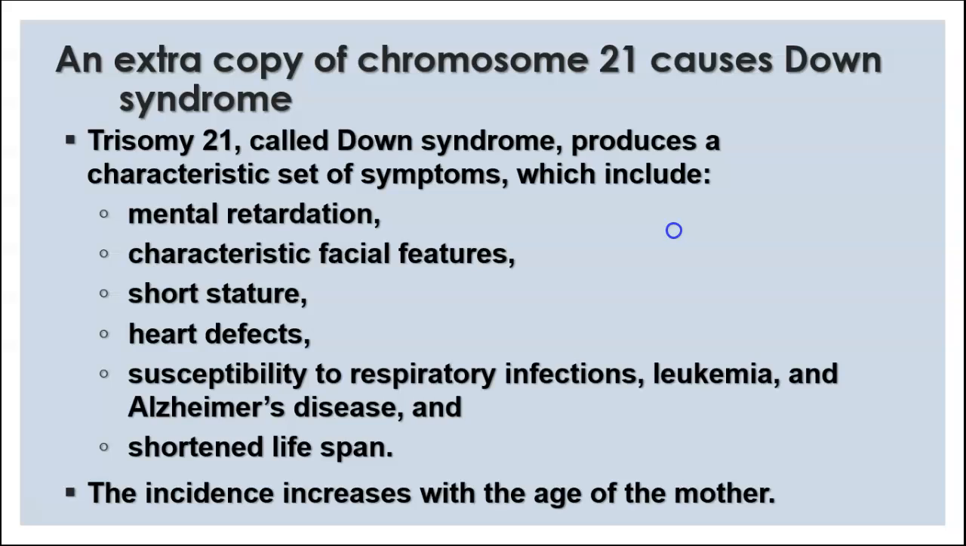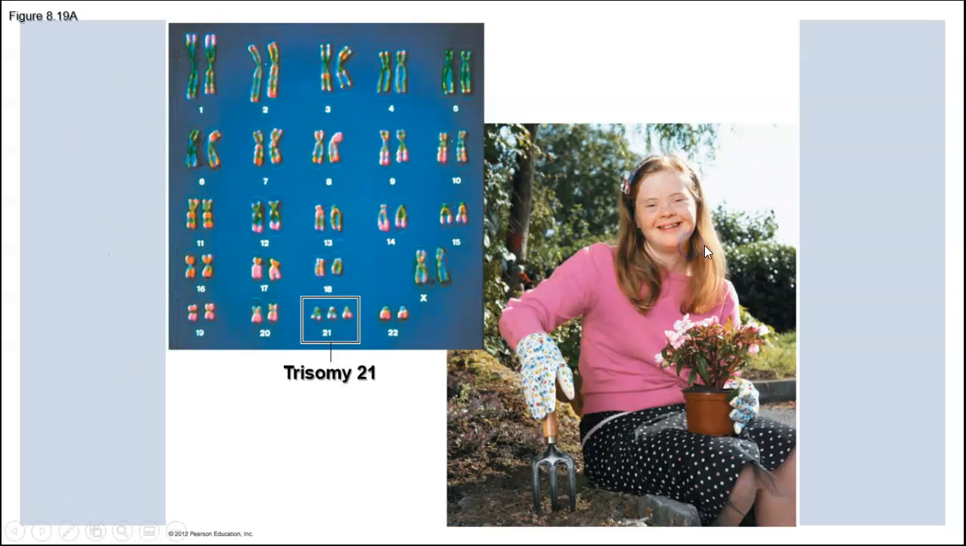Of course, the incidence, or how often this occurs, increases with the age of the mother, because oftentimes there's a mistake that occurs in the production of the egg cells, and that can lead to Down syndrome. Here is an individual with Down syndrome, and the karyotype for this individual. You see that the karyotype showing the ordered pairs of the chromosomes has 2 X chromosomes showing that she's female, and 3 copies of chromosome number 21, which is the diagnostic feature of trisomy 21 or Down syndrome.